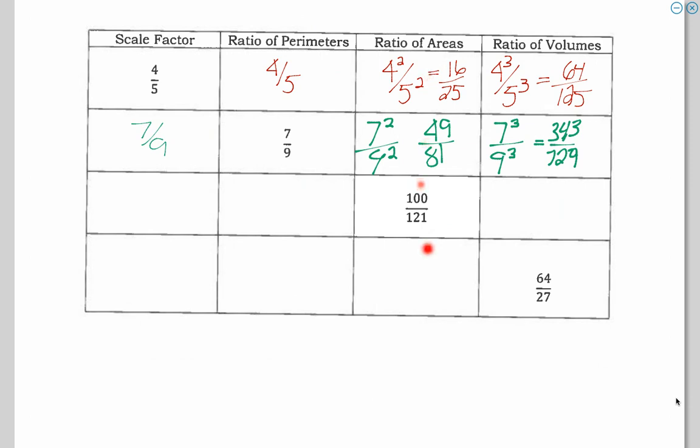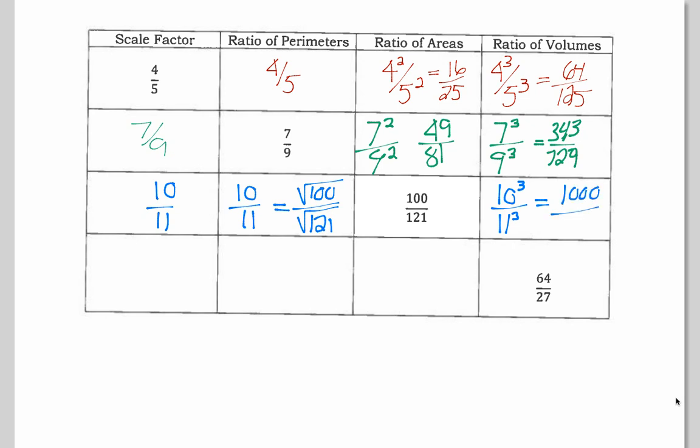All right, now we're starting with something that got squared. So to go backwards, we're going to do the square root of 100, the square root of 121. So that's 10 over 11. Now we can go here. So this is going to be 10 cubed, which is 1,000, over 11 cubed, which is 1,331.